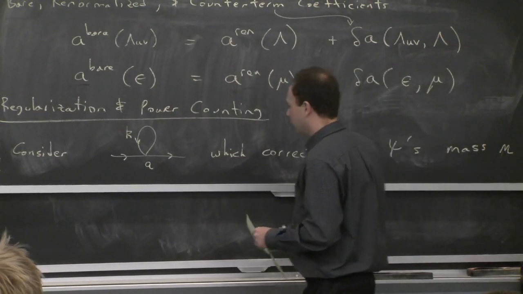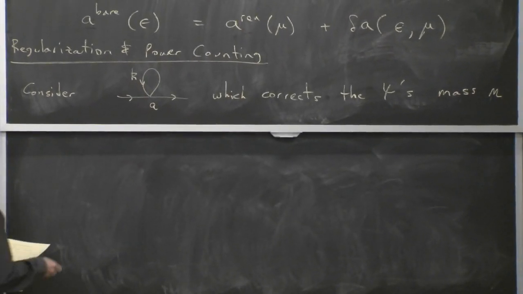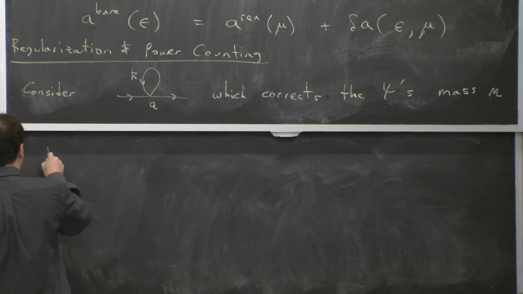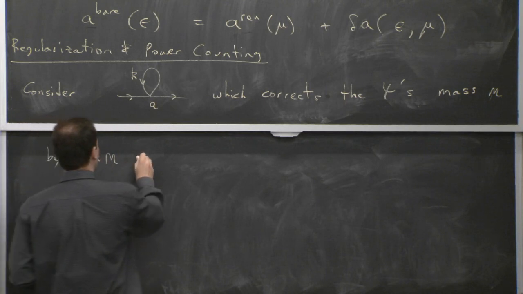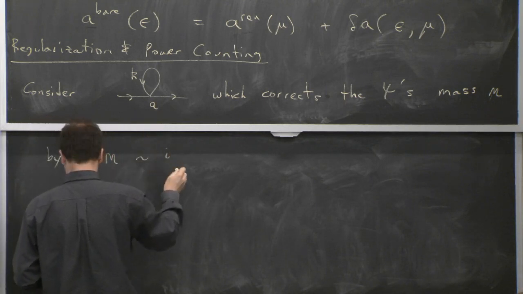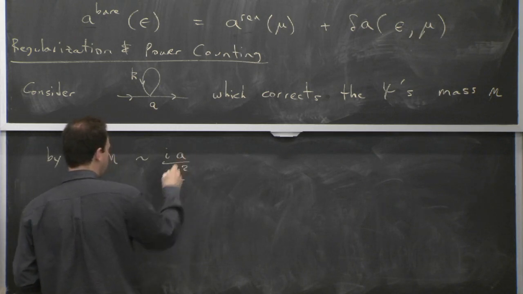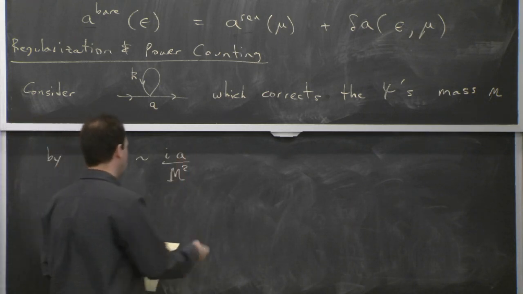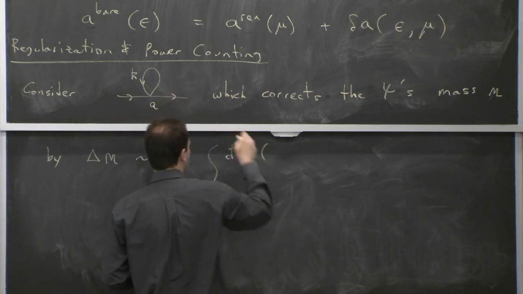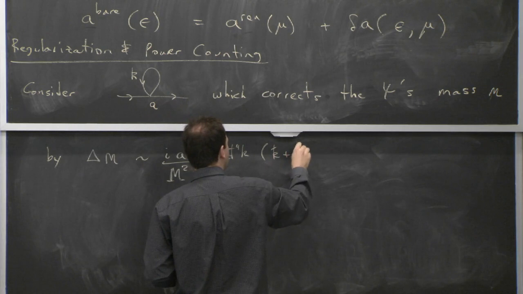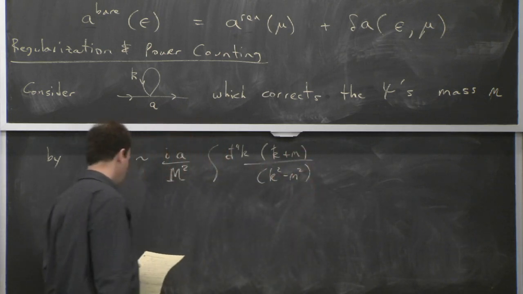So we start out with a tree level mass little m, but there's a one loop correction that involves one of our higher dimension operators. There's some correction to the mass, which I'll call delta m. I'm not going to worry too much about the overall prefactor. This operator came with an a over M squared. And then there's a loop integral. There's a fermionic propagator, so that's a k slash plus m over k squared minus m squared.